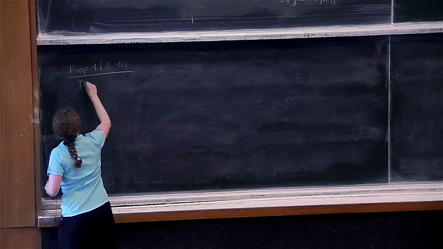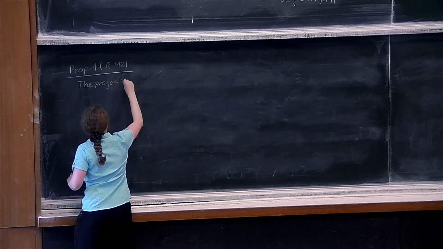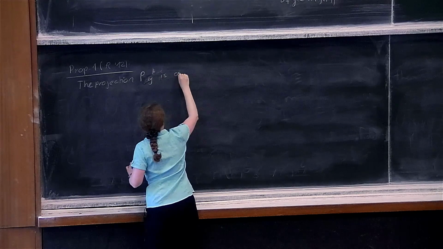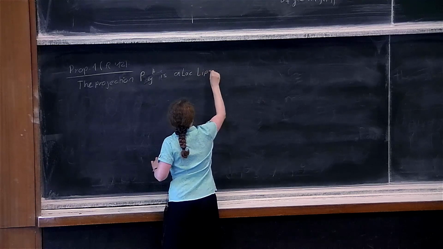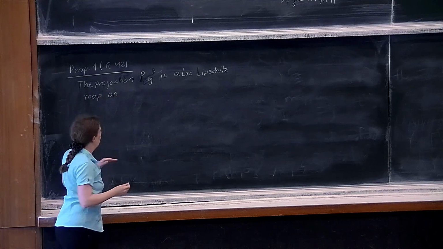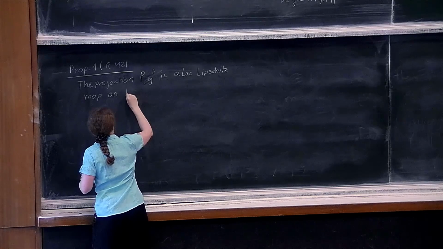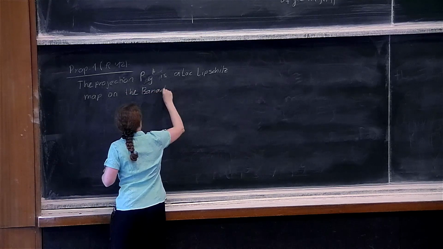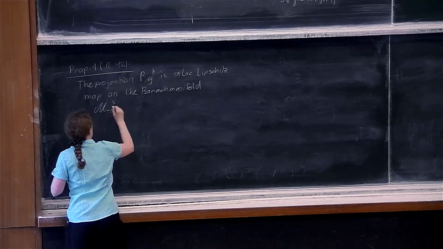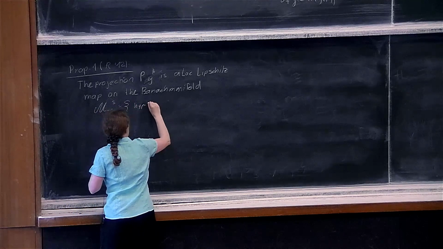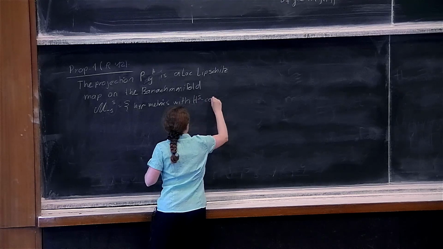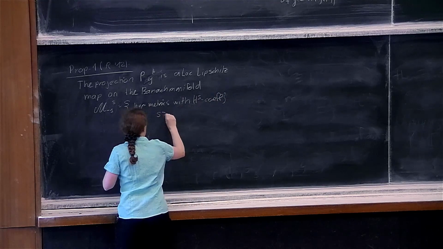So the projection P_H onto this horizontal space can be seen as a locally Lipschitz map, when you look on the right domain, and the right domain is the Banach manifold M_{-1}^s, which is the set of all hyperbolic metrics with coefficients in the Sobolev space H^s, and say this for s greater than 3.